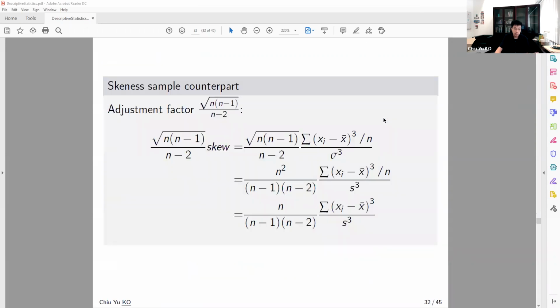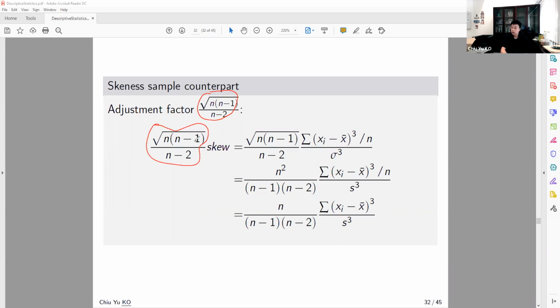And this one is somewhat interesting, the adjustment will be a very funny part. The adjustment factor is not something very simple. It's a little bit crazy, I would say. I will never remember that part.